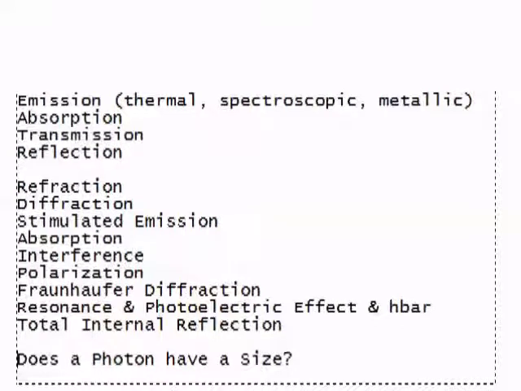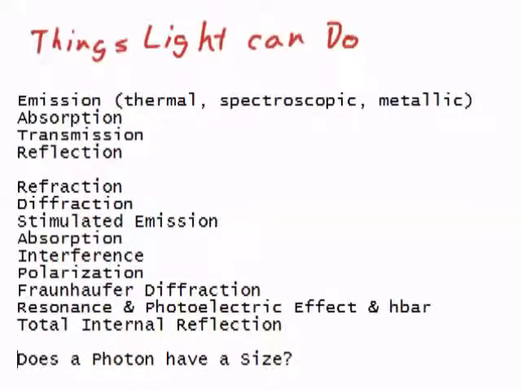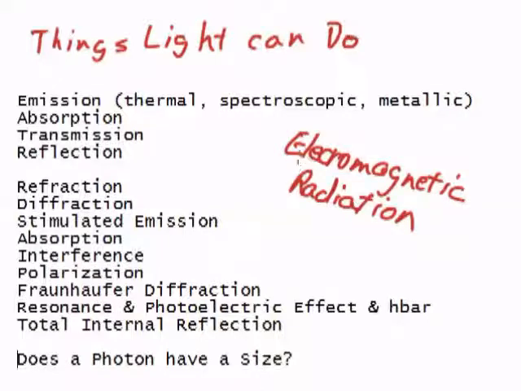What kind of things can light do? Well, we have emission, absorption, transmission, reflection, refraction, diffraction, interference, polarization. We've got stimulated emission. We've got Fraunhofer diffraction. We've got the photoelectric effect. We've got total internal reflection. These are all capabilities, things that can happen to electromagnetic radiation.